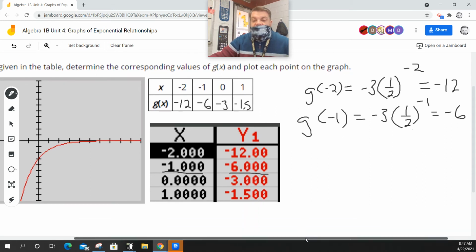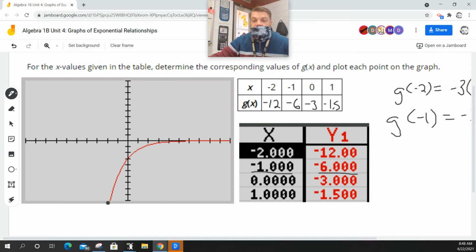So now I've got to plot these points on the graph. The only problem with my graph is, did I go all the way to -2? Maybe. It's probably down here somewhere. So I've got to plot those points. If I think about this line going out past my calculator, I'm going to have this point here. What's this point? This point is going to be -2, comma, -12. The next point, when x equals -1, y equals -6. So that's -1, comma, -6.